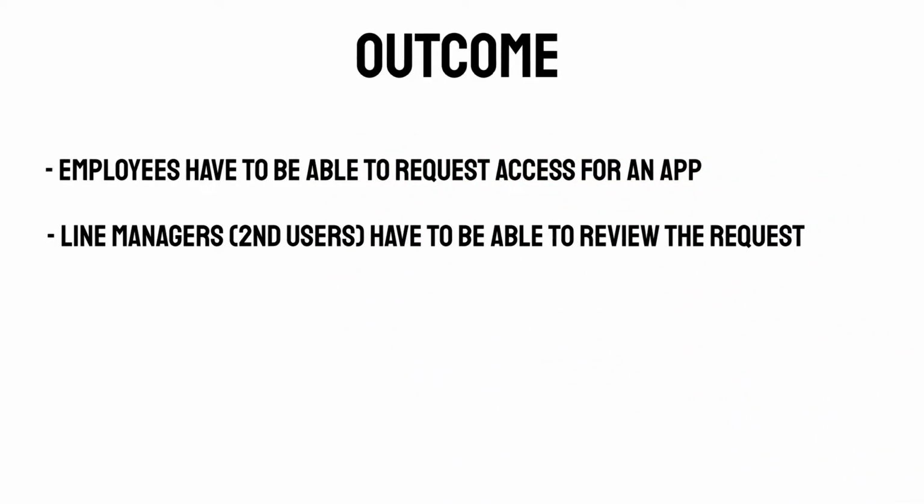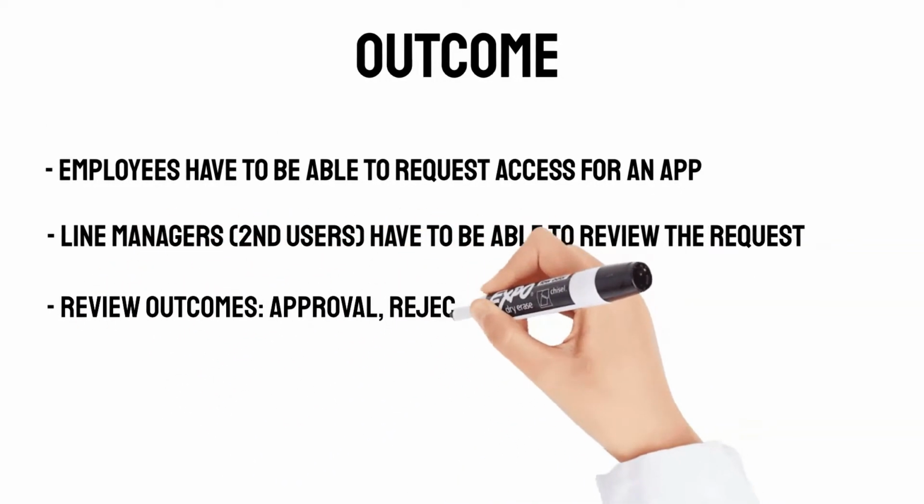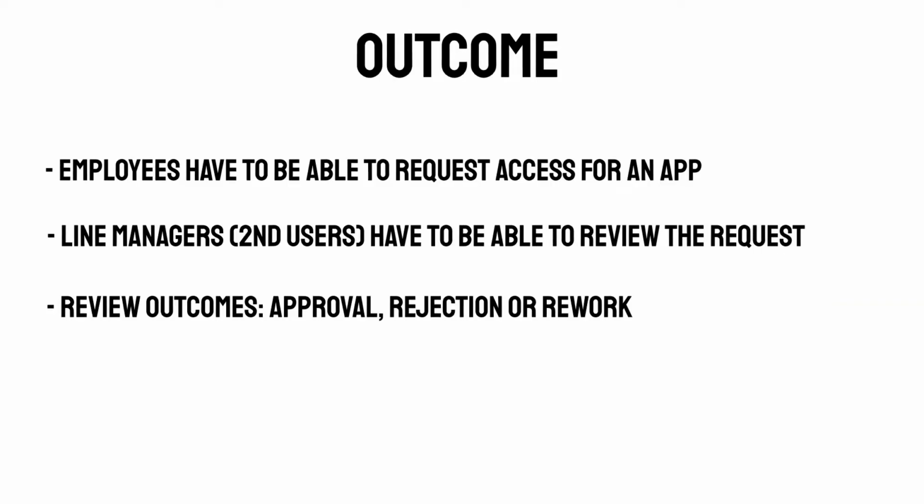And possible outcomes of such a review could be either an approval, a rejection, or a rework. I think approval and rejection is clear. Rework could mean that if the line manager says, okay, do a rework, so it goes back to the person who requested it in the first place, just to adjust some information.